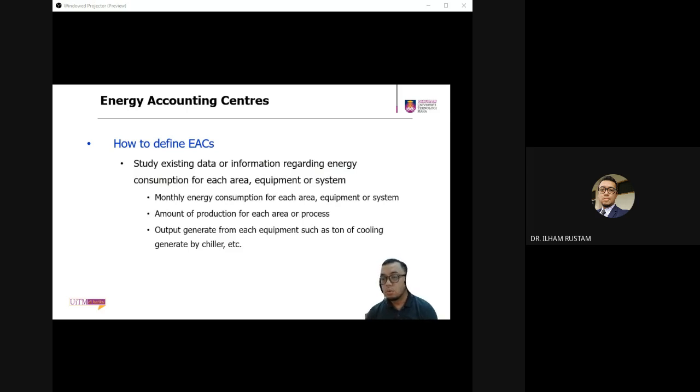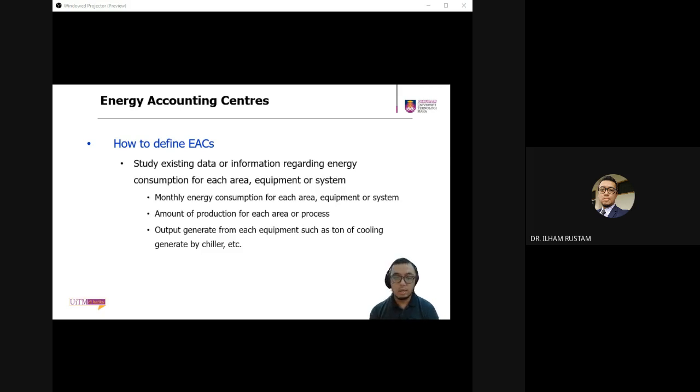Okay, so how do you define EACs? This is critical, especially for your end of the semester mini project. You need to make sure that you define EACs correctly. So in order for you to do that, to effectively define the EAC for your organization that you're proposing, you have to have the data.